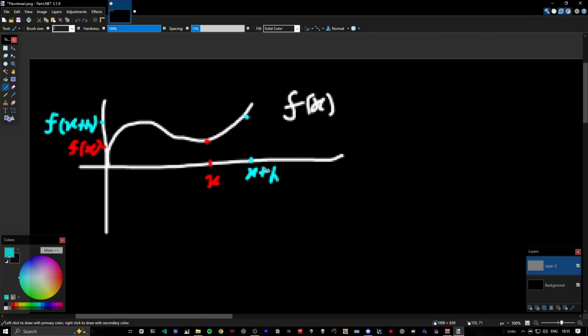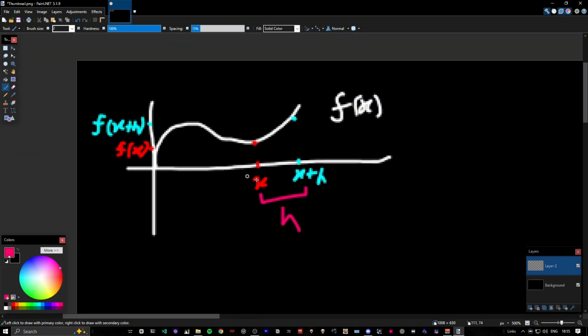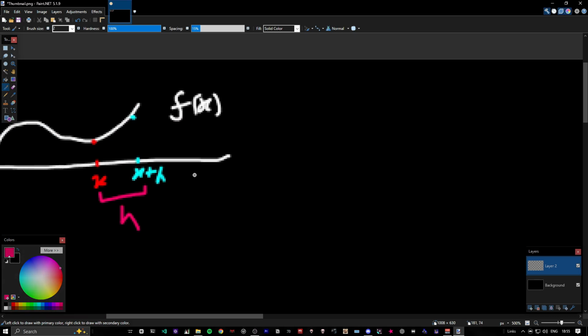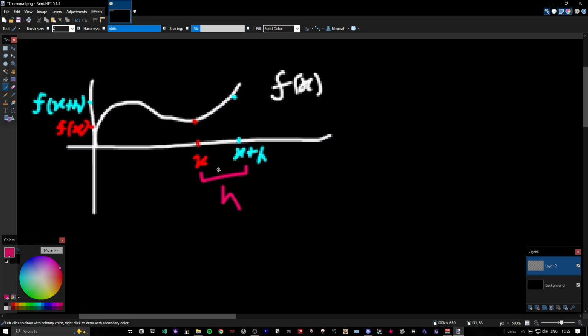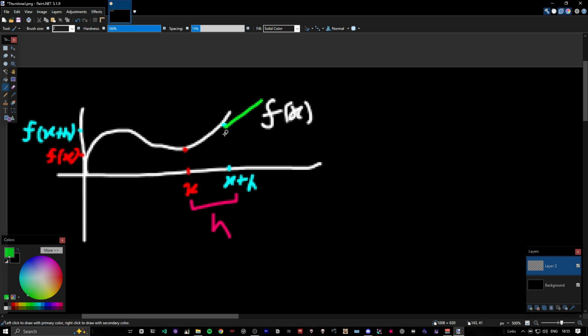So yeah, we have another point with the coordinates x plus h, f of x plus h. Now the distance between these 2 points in the x direction is h. The y direction, it's f of x plus h minus f of x, which you don't really need to write down. If we were to draw a tangent between both of these points, and let's do this properly. All right, good enough.